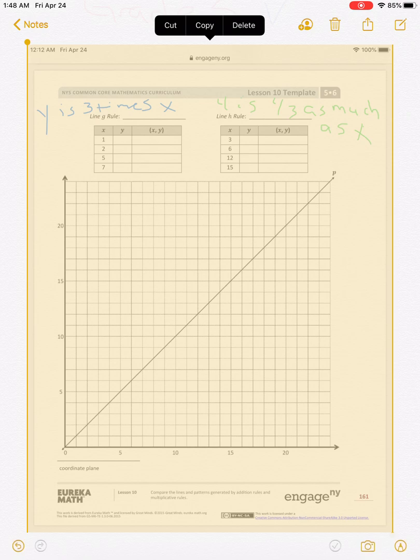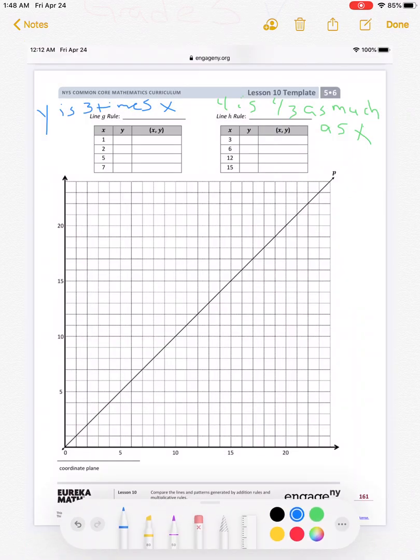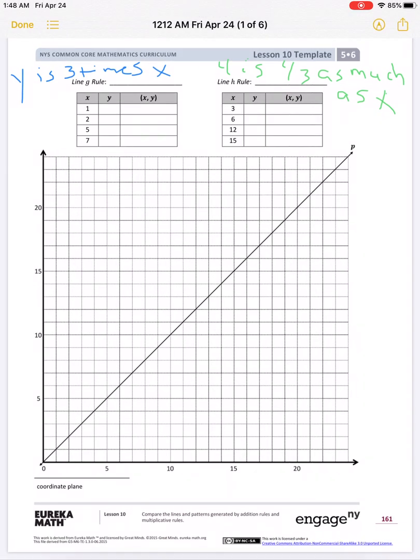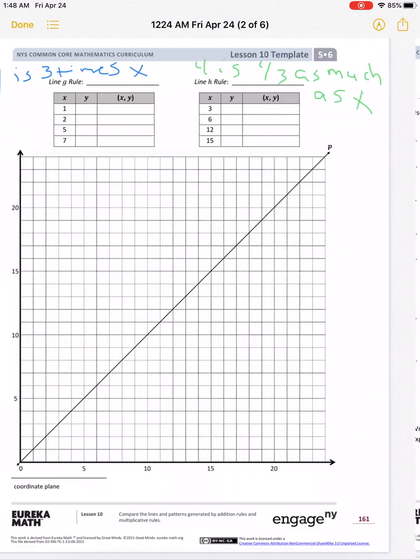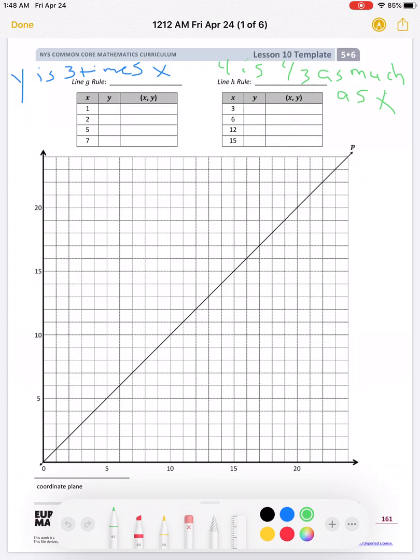Oh goodness, why won't it let me write? All right, you all, here we have, okay, hold on, give me just a second. Let me figure out what's happening.